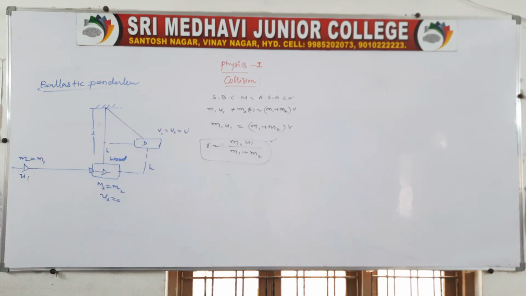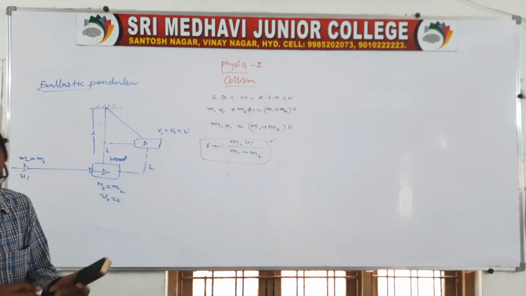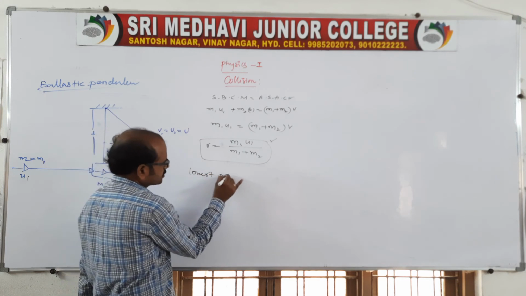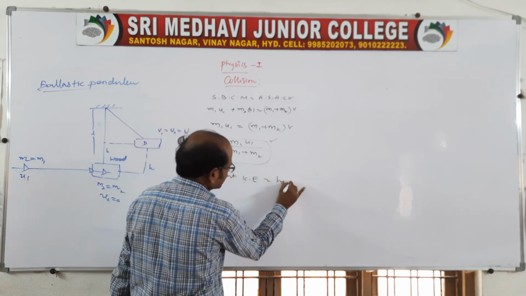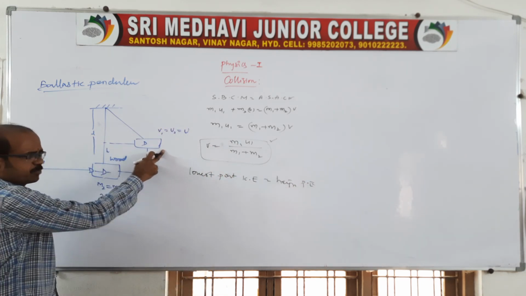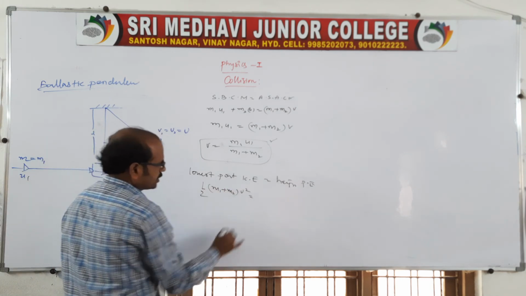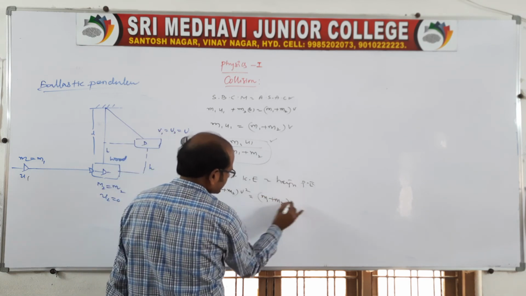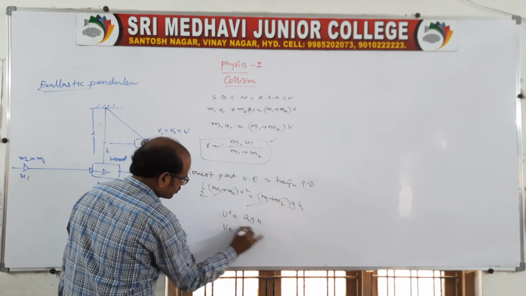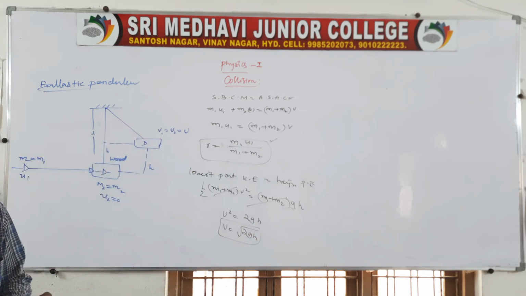How much height does it rise? Here we should apply the law of conservation of energy: the kinetic energy at the lowest point is equal to the potential energy at the highest point. So (m1 plus m2) v square by 2 is equal to (m1 plus m2) g h. The masses cancel, so v square is equal to 2gh, and v is equal to root over 2gh. This is the height raised by the pendulum.